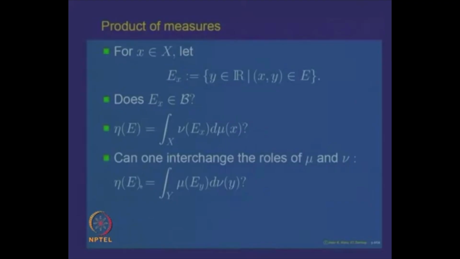If it turns out to be true, then this will give us a way of computing the product measure of a set E by looking at the sections, taking the nu measure and then adding up or integrating, and similarly the other way around. So, let us start analyzing these problems one by one.